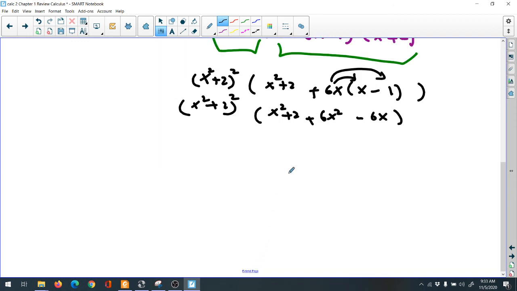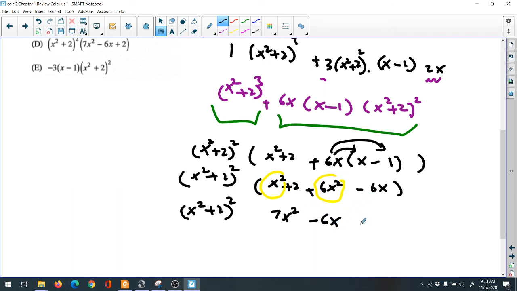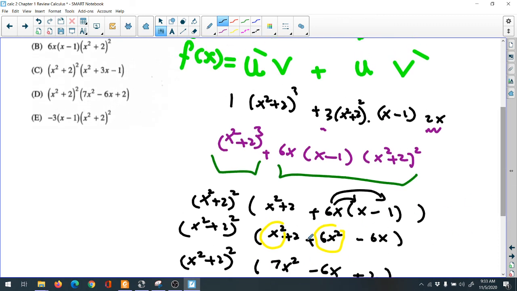We're about to finish. Don't worry about it. Okay, so keep x squared plus 2 to the second. And here is combine like terms. 6x squared plus x squared equals 7x squared. And negative 6x in the middle, plus 2 at the end. You see, our answer matched D, which is x squared plus 2 to the second times 7x squared minus 6x plus 2.